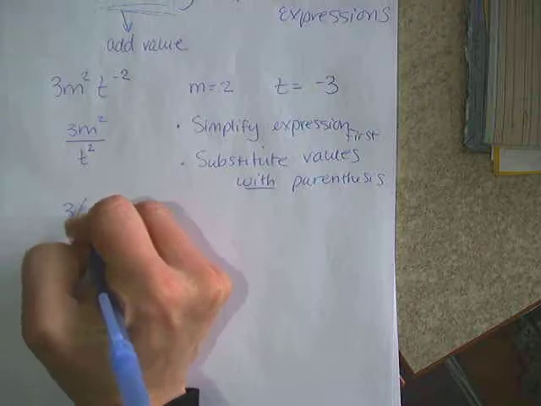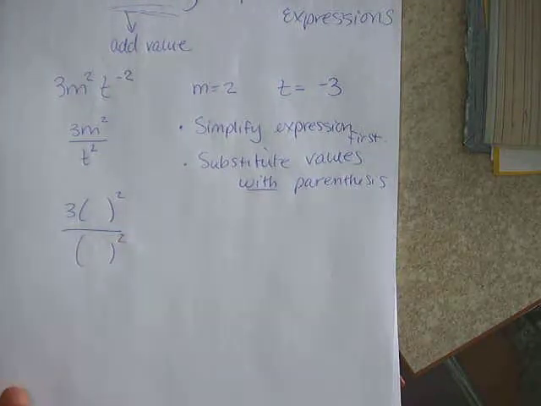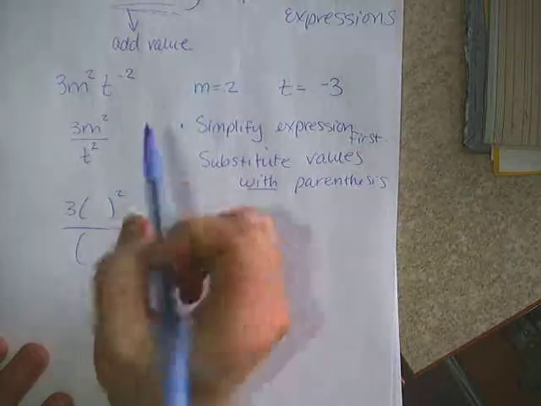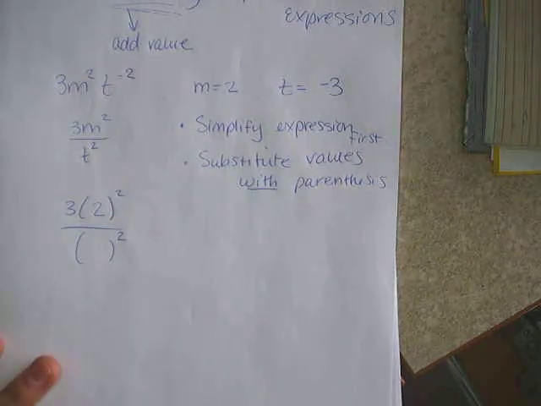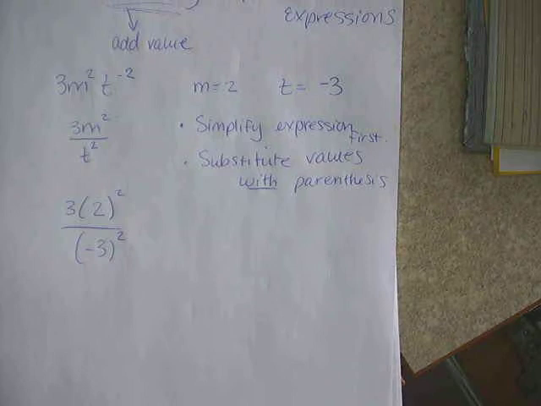So you're going to take it out, put your parentheses in, and then we're going to say, okay, m was 2, so I'm going to put a 2 in, and t was negative 3, so I'm going to put a 3 in, or negative 3.